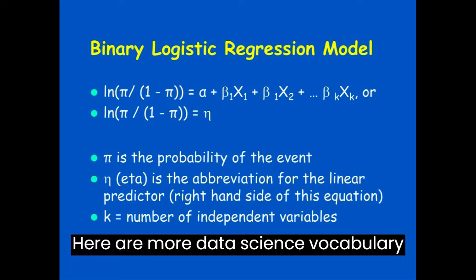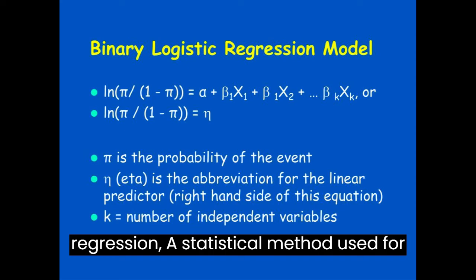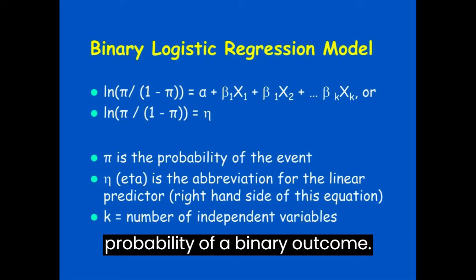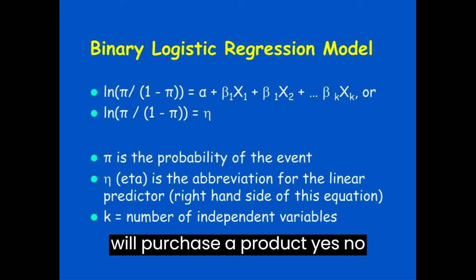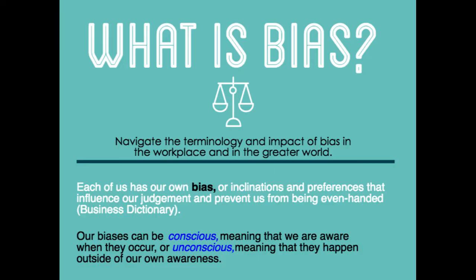Here are more data science vocabulary terms with examples. Logistic regression, a statistical method used for binary classification, modeling the probability of a binary outcome. Example: predicting whether a customer will purchase a product, yes/no, based on their demographic information.